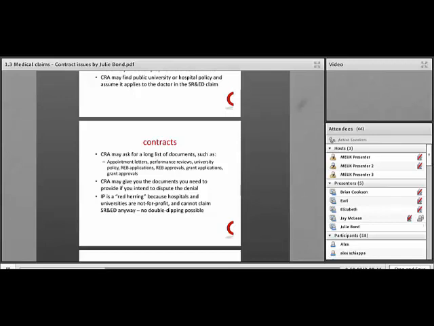When it comes to IP, we see this as a bit of a red herring, because IP is usually related to two entities, both of which can claim for the SR&ED. In this case, we all know that hospitals and universities are not-for-profit. Since they can't claim SR&ED anyway, there's never going to be a double-dipping issue.